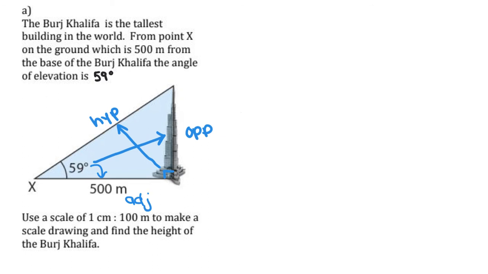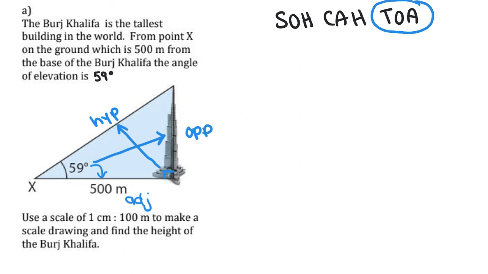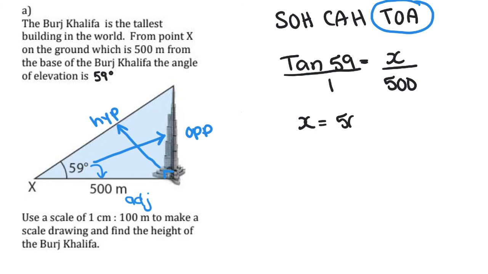We're going to write our mnemonic on the top. Some old houses can't always have two old attics. In this case, we're looking at our adjacent and opposite side, so again, we're going to use tan for this one. Here we have tan 59 is equal to opposite, which we don't know, over the adjacent side. I'm just going to set that up as a ratio where x will be equal to 500 multiplied by tan 59.